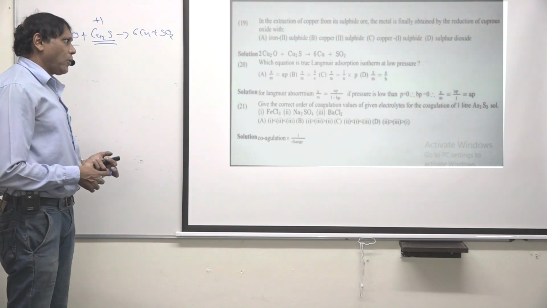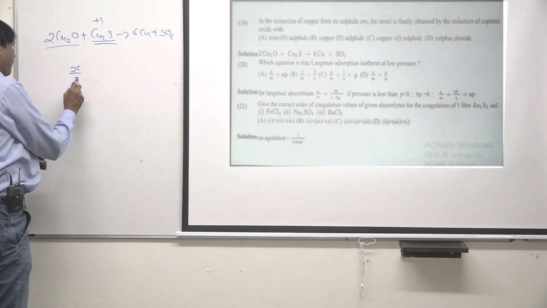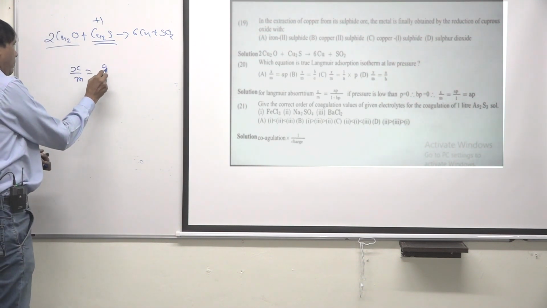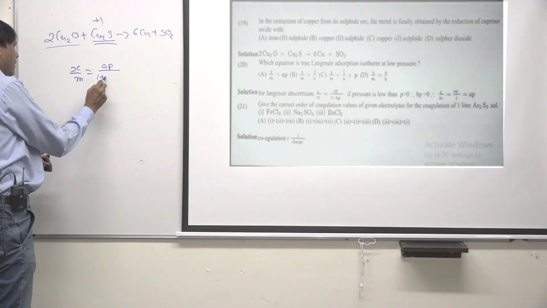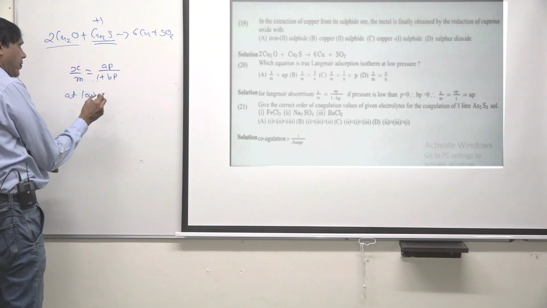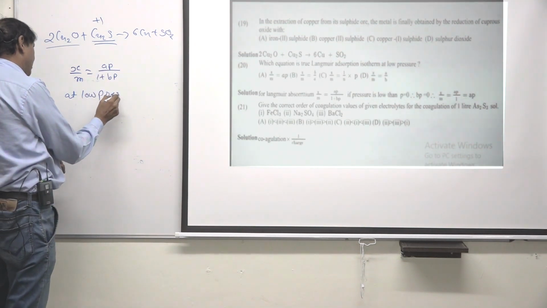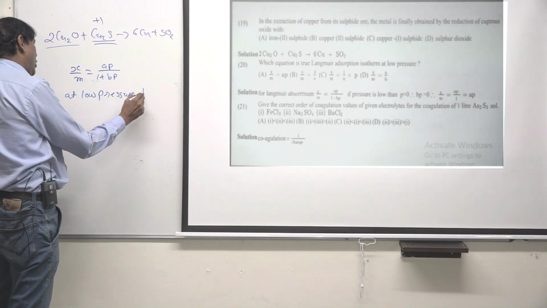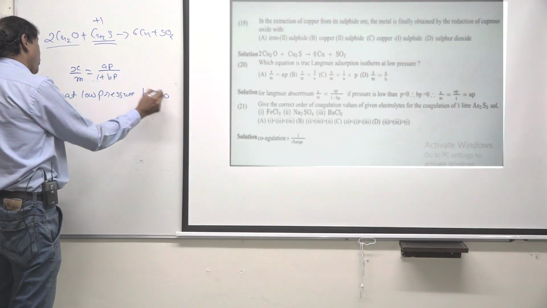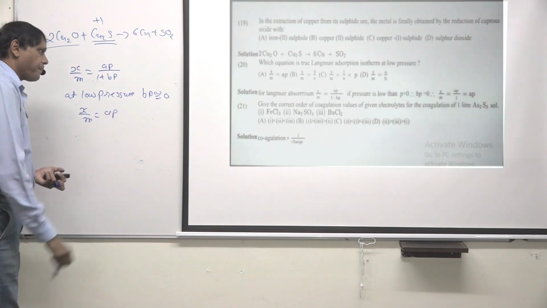Which equation is true for Langmuir adsorption isotherm? As we know, x by m is equal to AP upon 1 plus BP. It is given for low pressure. So at low pressure, the value of BP is equal to 0. And that's why x upon m is equal to AP.